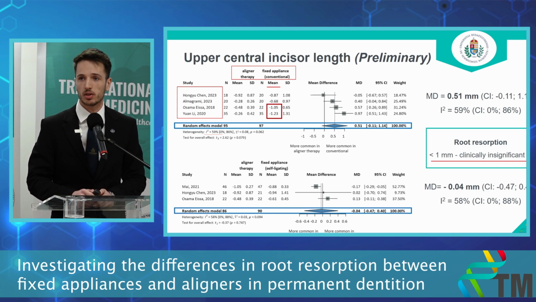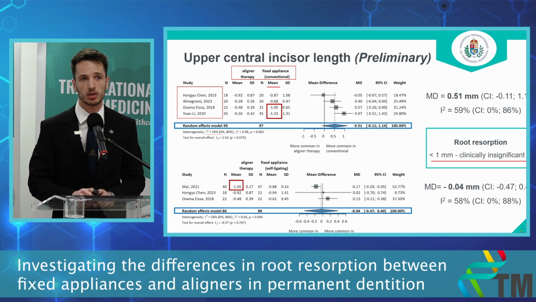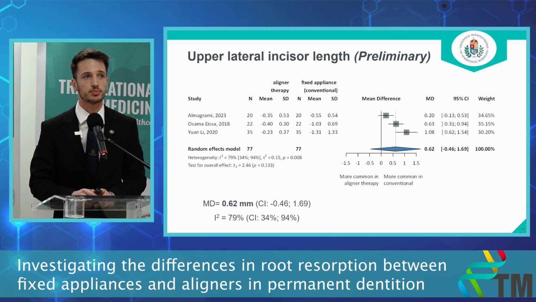The second forest plot has the same outcome measurement, but here the aligner therapy was compared to self-ligating fixed appliances. 3 retrospective cohort studies were included with almost 108 patients. The I-square value was almost the same, and the same reasons can be told for the heterogeneity. Here we have an even smaller mean difference, suggesting that there is no significant difference between the 2 treatment methods. However, it's important to note that in this case, the aligner group had the only clinically significant difference.